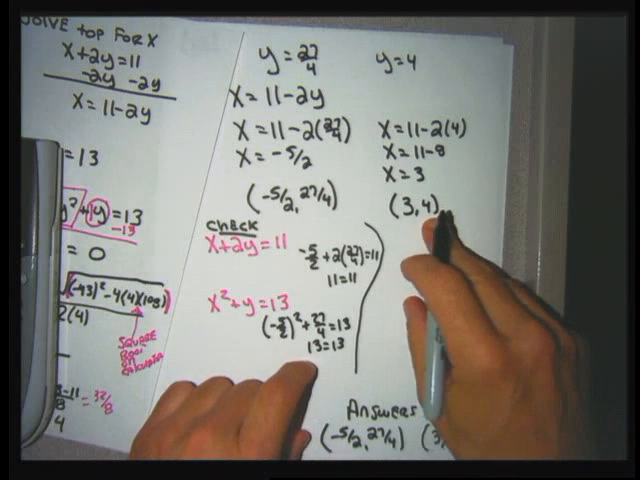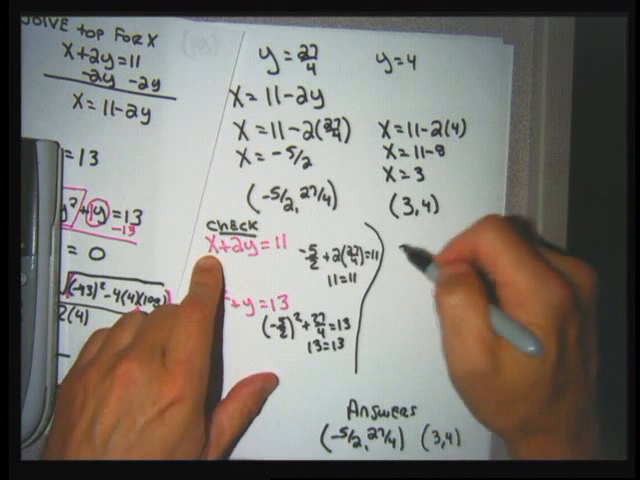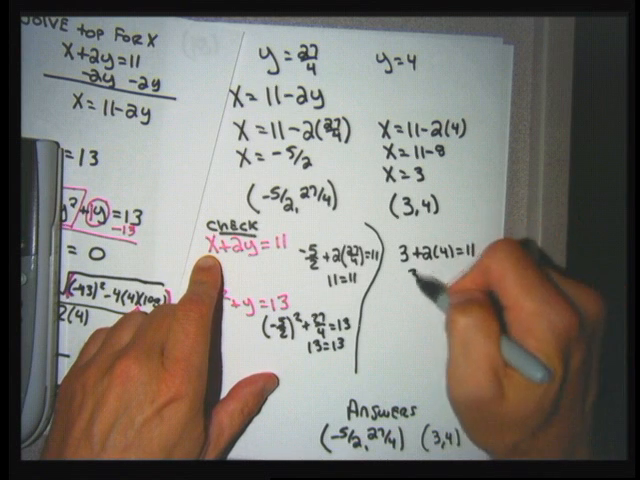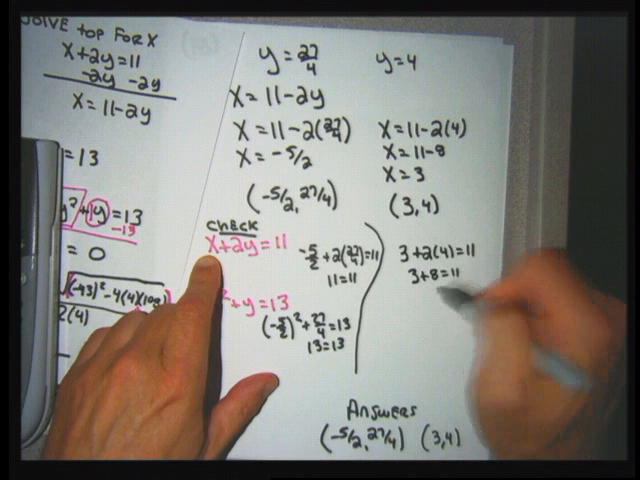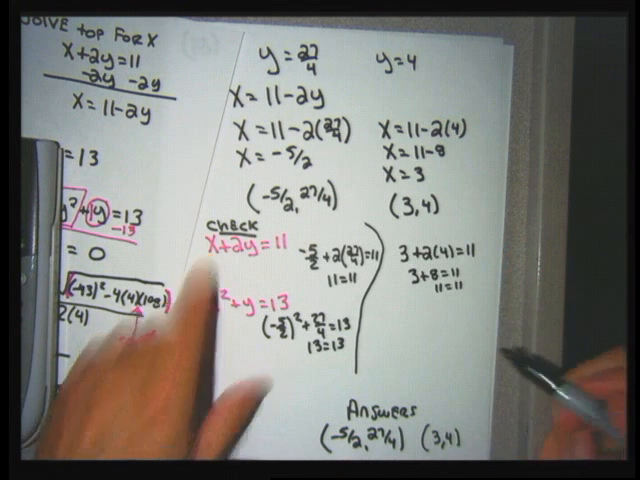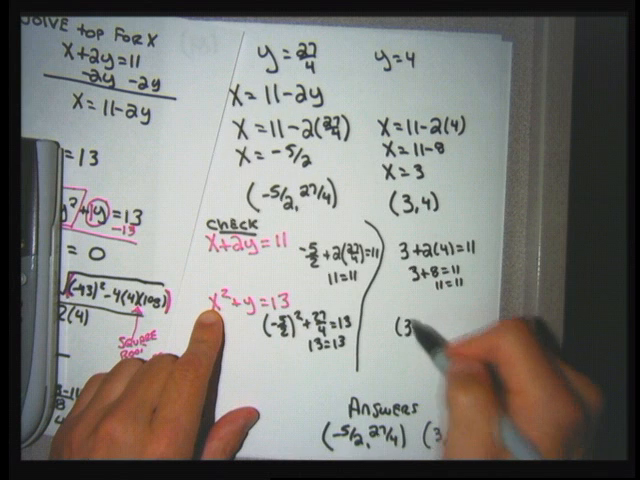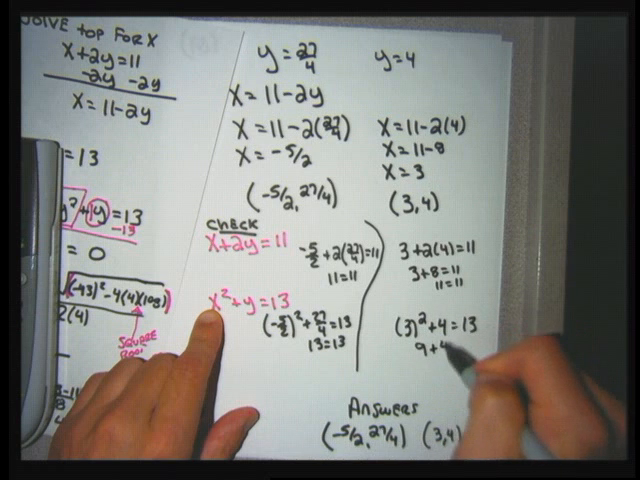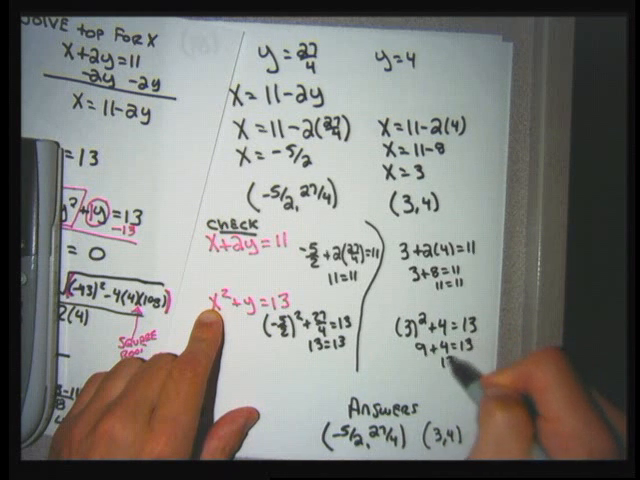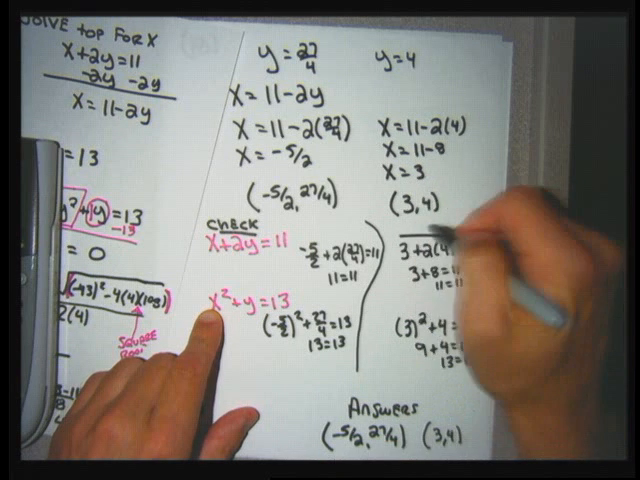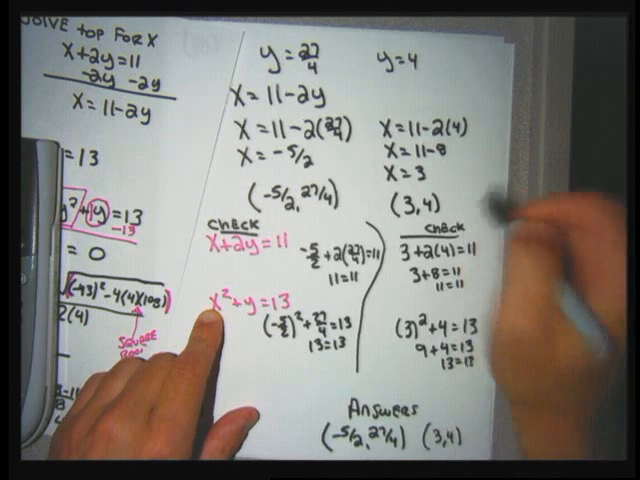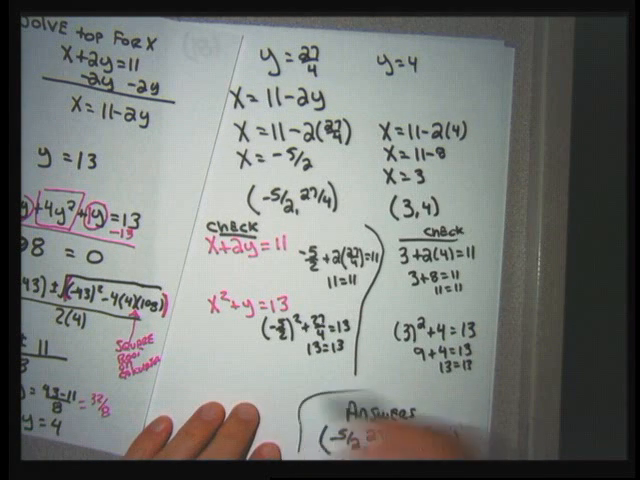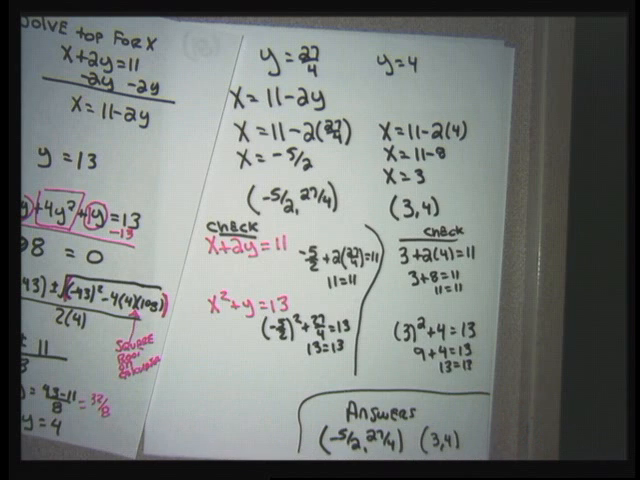For the 3, 4, I don't need a calculator. Going to this equation, 3 plus 2 times 4 equals 11. This gives me 3 plus 8 equals 11, which is a true statement. And then going to the bottom one, I go 3 squared plus 4 equals 13. That gives me 9 plus 4 equal to 13, which is 13 equal to 13. So this is just more checking here. Because both the answers that I came up with check in both equations, they're both solutions. And I have 2 different points for my answers to problem 18.